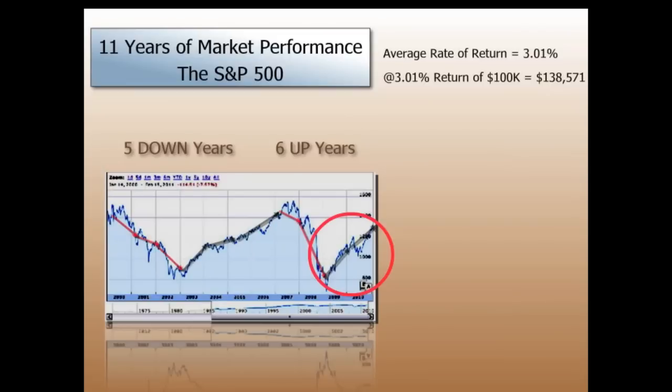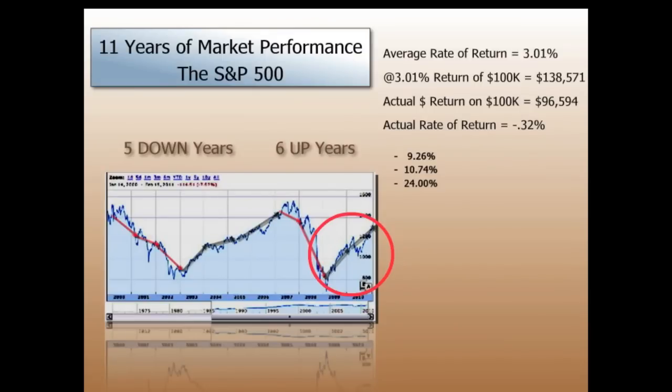But your actual dollar return on $100,000 in this index over this 11-year period is not up, it's down. It's now down to $96,594 after 11 years of sitting in the market. The actual rate of return is negative 0.32 per year.